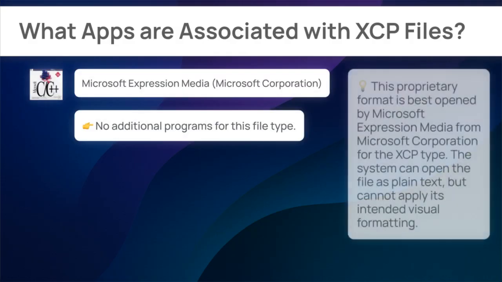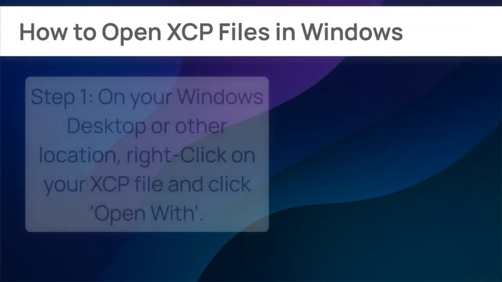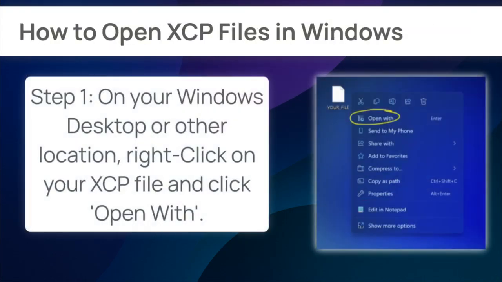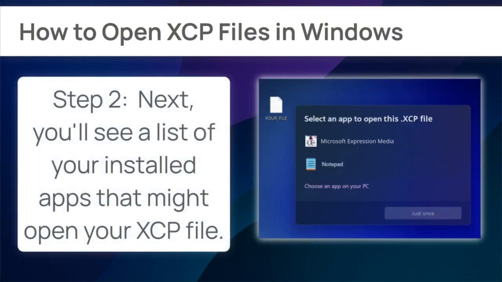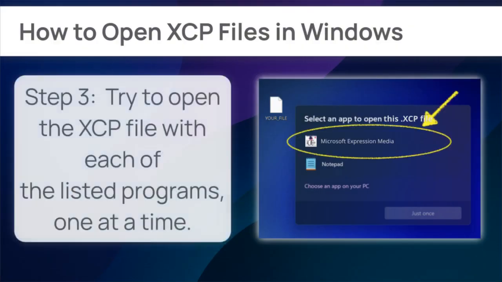The native Windows utility cannot fully interpret the file's specific data structure. Windows cannot unpack or display index structures, so proper access requires dedicated tools. Your primary action: right-click the XCP file and select Open With. If Microsoft Expression Media is installed, use it. If not, choose another program. Continue testing until the XCP file opens successfully.